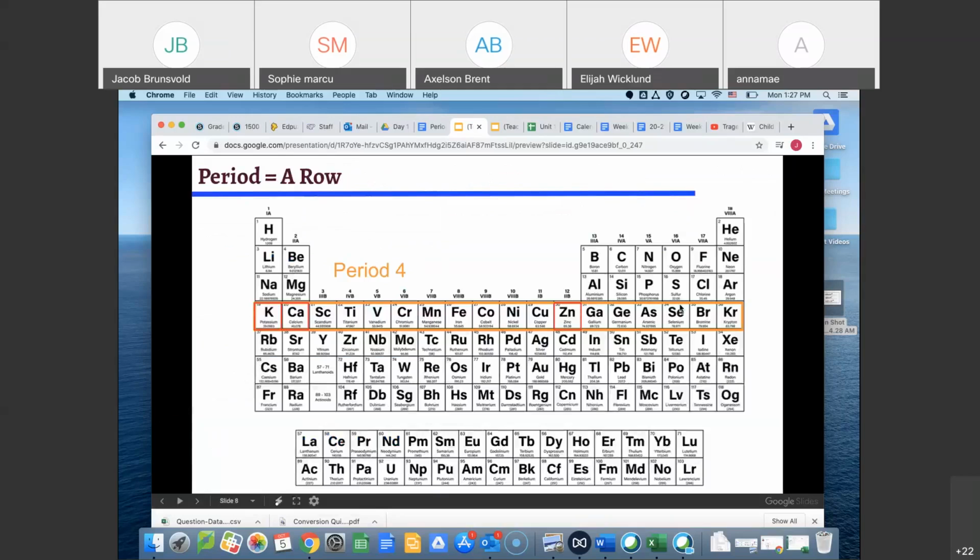Well, if you look at those, they're all in the same period, right? And as you go left in that period, they're getting more reactive. So zinc was the least, potassium was the most. So hopefully that makes sense.